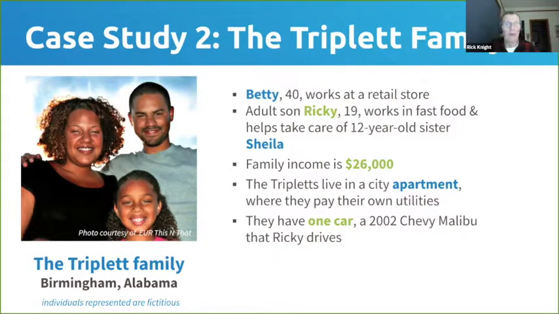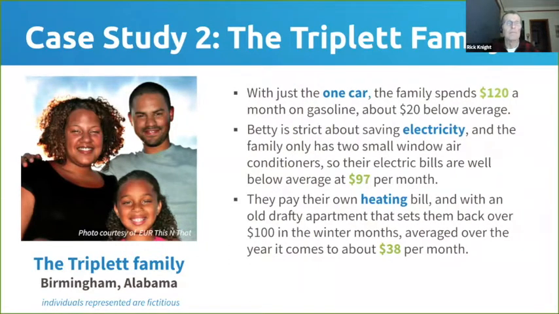Now, I'm not going to go through all the screens, but just jump ahead to get to the results. Next. Their gasoline costs with just the one car are below average because their driving is minimal. The model predicts 140, but they only spend about 120 a month. And Betty is strict about saving electricity.